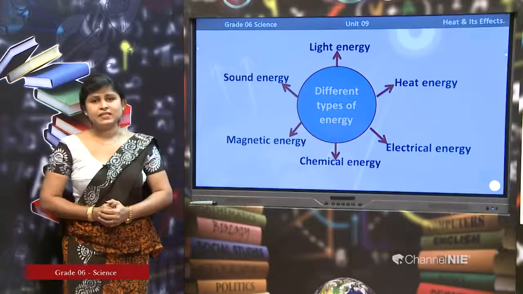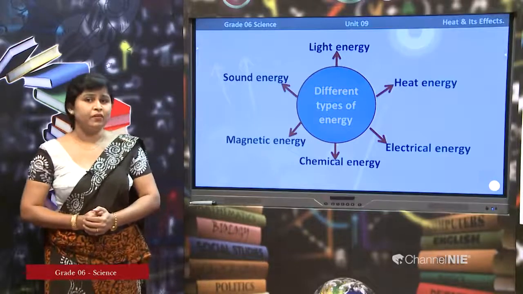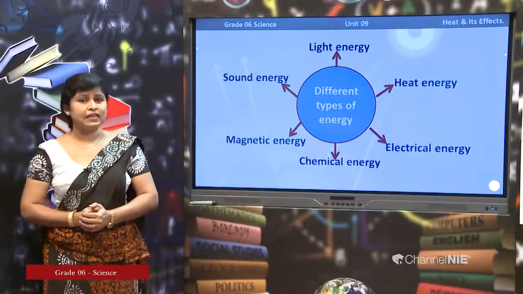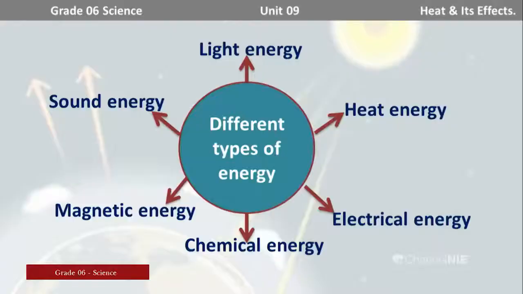Right. In a previous lesson, you have learnt about different types of energy. What do you mean by an energy? An energy does not have a mass and it does not occupy a space. There are different types of energy. Now, I am going to summarize that. Light energy, sound energy, magnetic energy, chemical energy, electrical energy and heat energy. Out of these energy types, we are going to talk about heat energy.